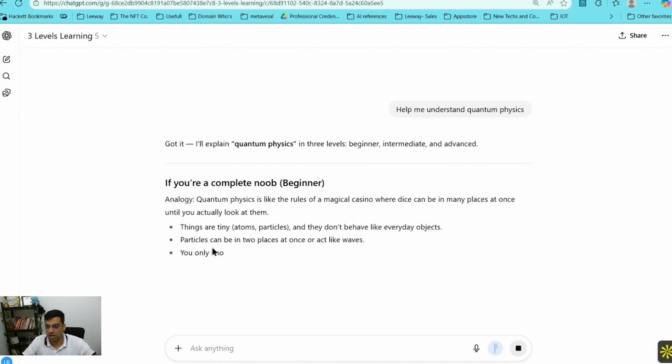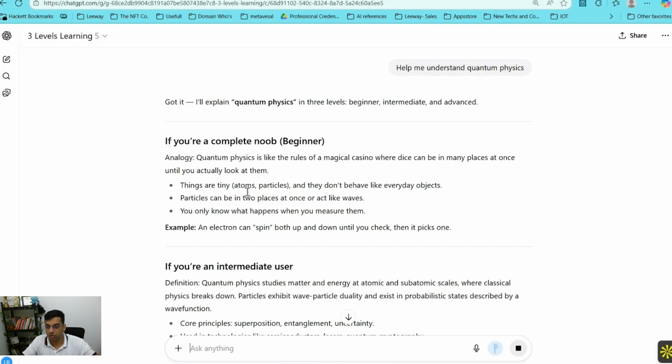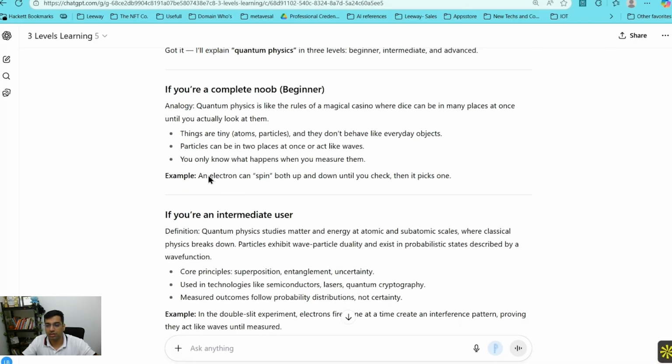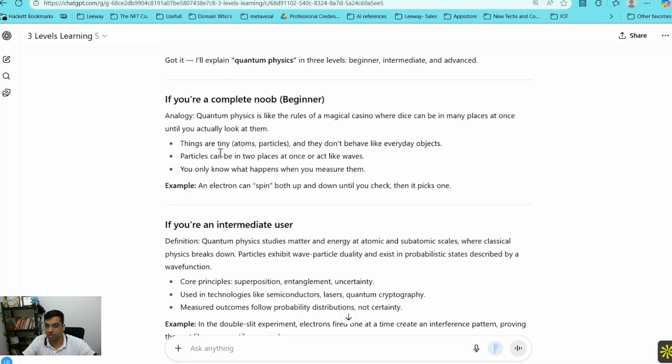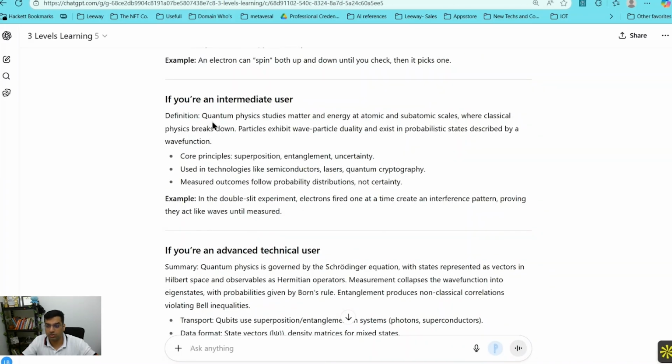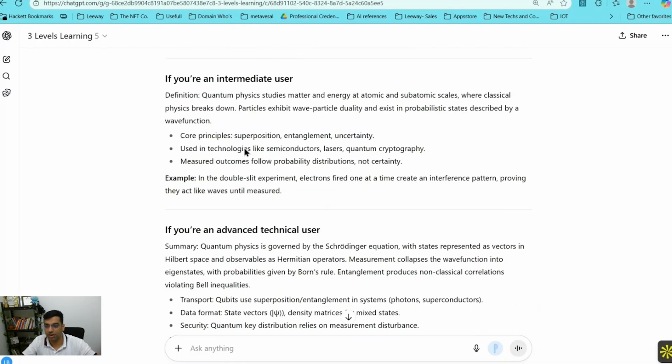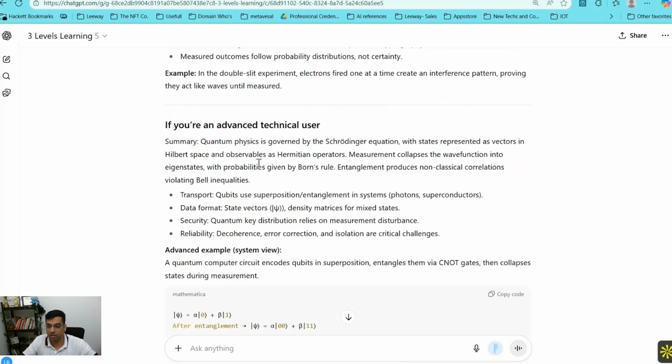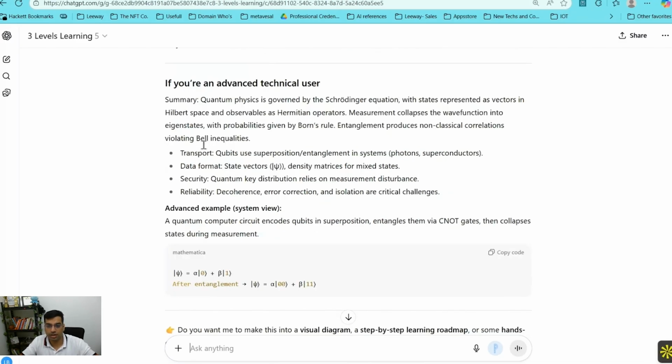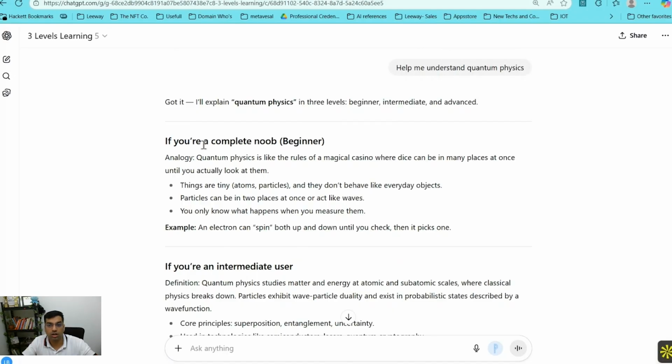Quantum physics is obviously something which I am not aware about. I would love to know. Quantum physics is like the rules of a magical casino where dice can be manipulated until you actually look at them. I cannot even get this information in the beginner's one. Now, if you are an intermediate user, quantum physics studies matter and energy at atomic scales. Now if I go to advanced, I'm sure I'll not get a word here, but somebody who actually wants to learn in this manner in quantum physics, it can be a good way for them.